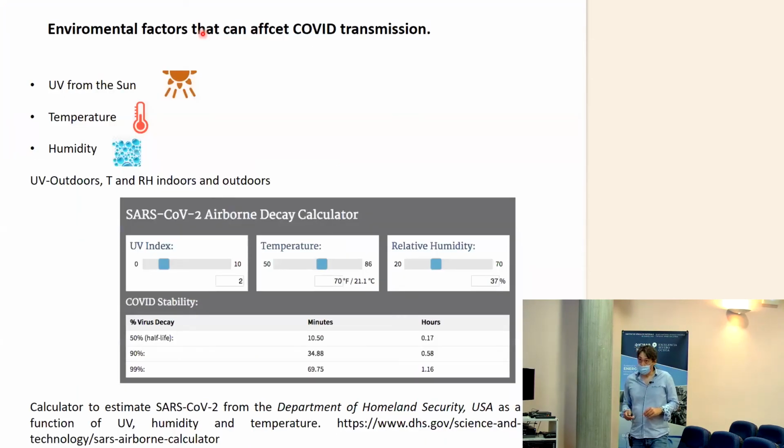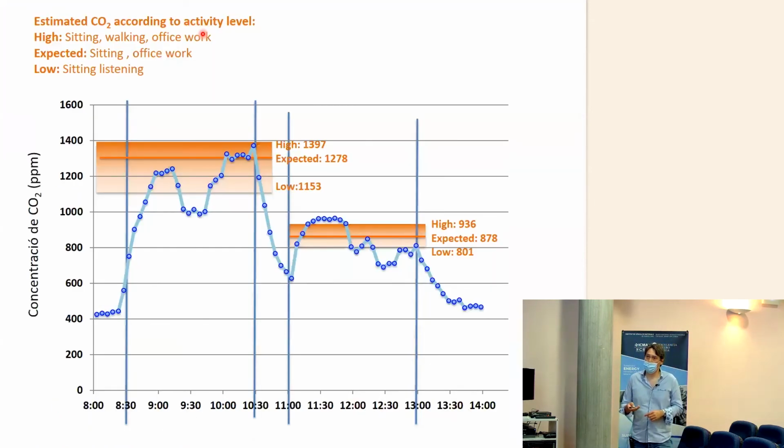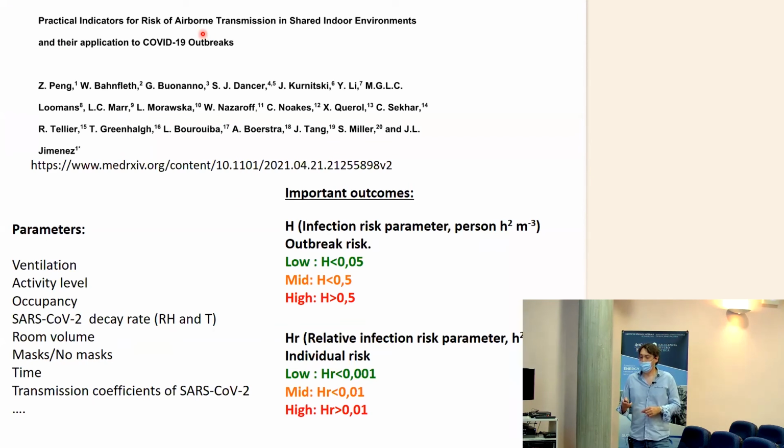So let's go to a different place. Let's bring it back again, right here. As I said here, among all the parameters you have to include in the model and that have been considered to calculate the risk parameters, this is important. This is the decay rate of COVID aerosols, okay? That depends on humidity and temperature.